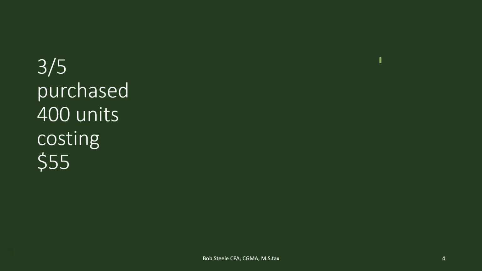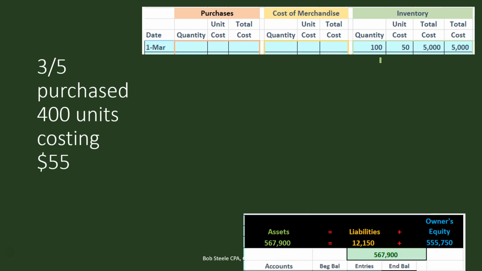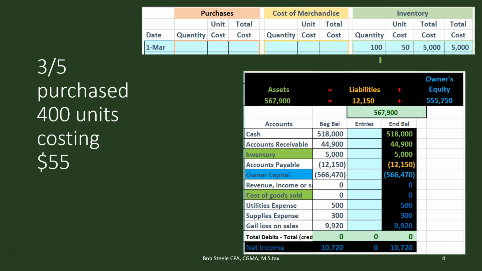Okay, so we're going to purchase 400 units costing $55. So this is where we're starting off again. Remember that we've got the 100 units at $50. That's the $5,000. We have the $5,000 worth of inventory down here on the trial balance.